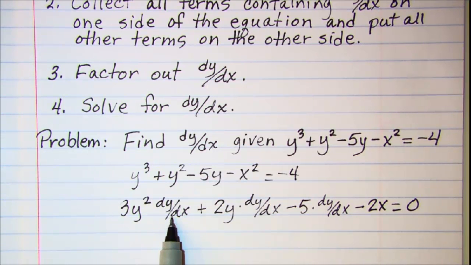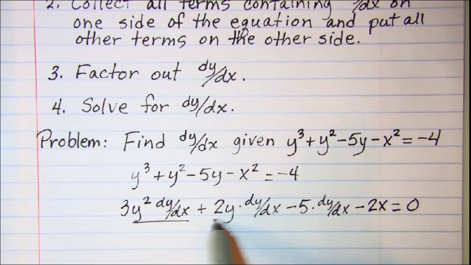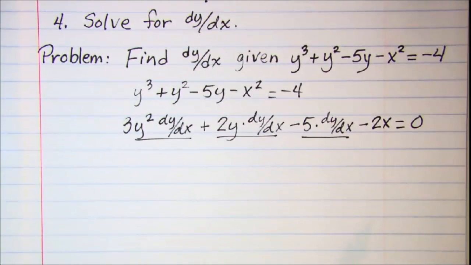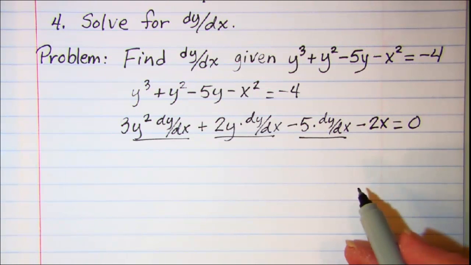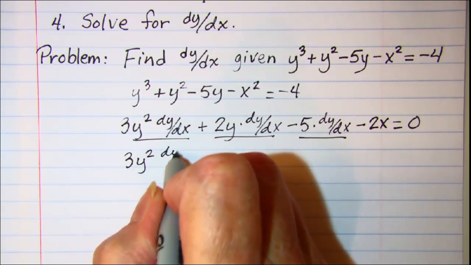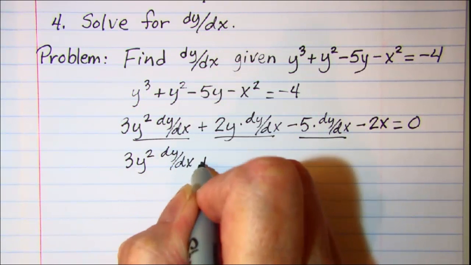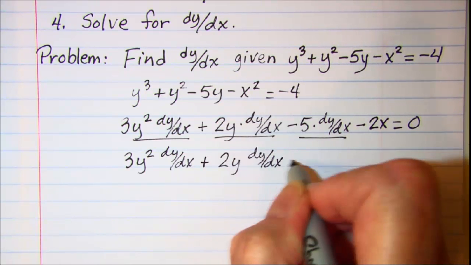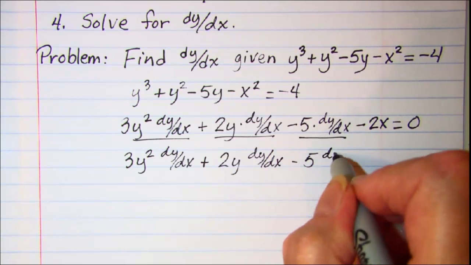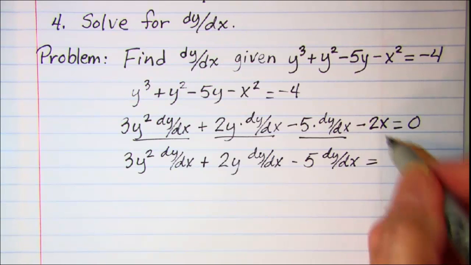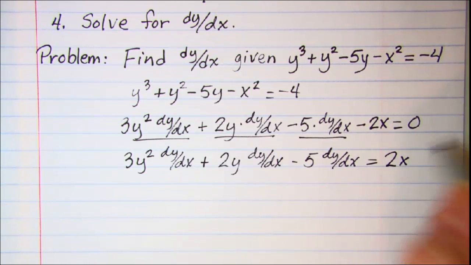Now we want all of our terms with dy/dx on one side of the equation, and then we'll put this negative 2x on the other side by adding 2x to both sides. So we have 3y squared dy/dx plus 2y dy/dx minus 5 dy/dx. And then when we move this term to the right side, it's a positive 2x.